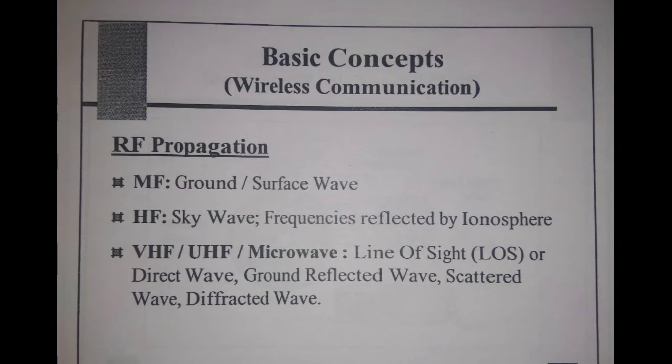So let's start wireless communication. In wireless communication, basically radio frequency waves propagate in the air. There is a classification. For medium frequency, ground wave or surface wave is used. For high frequency, sky wave, reflected by the ionosphere, is used. And for VHF, UHF and microwave, LOS is there, which is line of sight or direct wave, ground wave, reflected wave, scattered wave or diffracted wave.